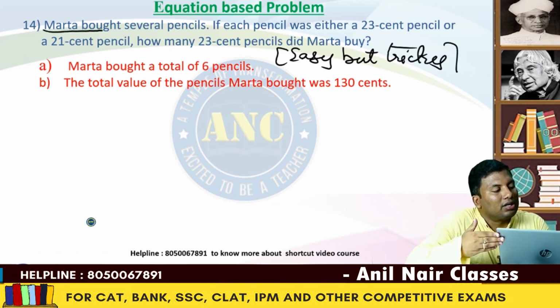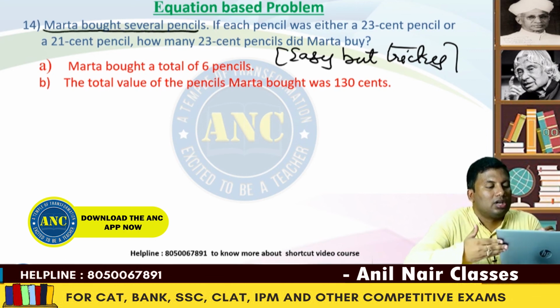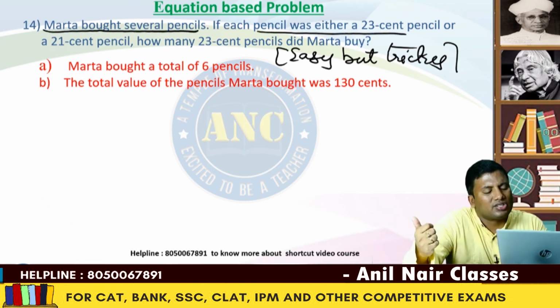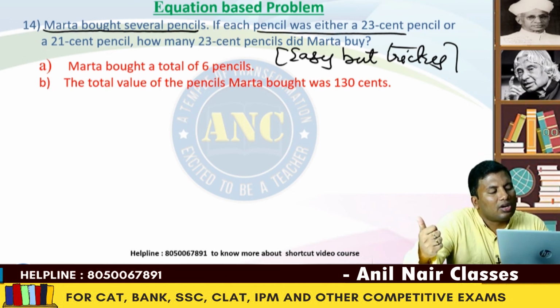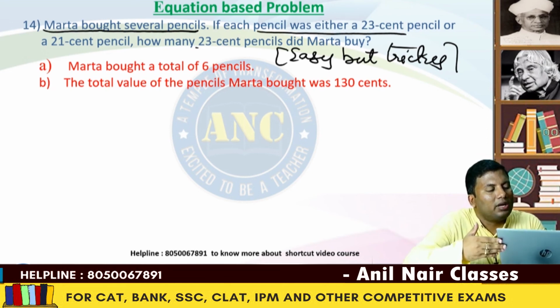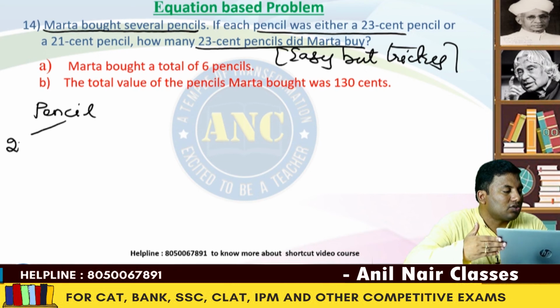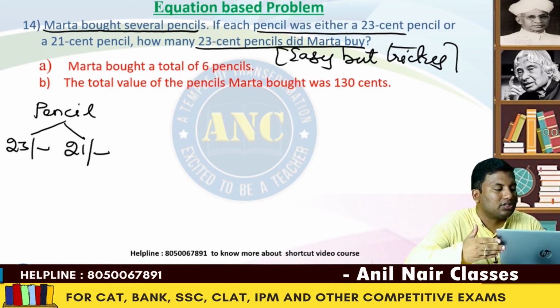Martha bought several pencils. Each pencil was either 23 cent, you consider it as 23 rupees, or 21 rupees. How many 23 cent pencils did Martha buy? So there is a pencil, each costs 23 rupees or each costs 21 rupees.